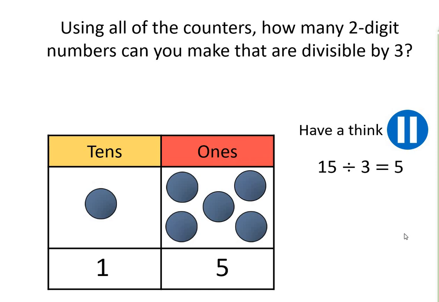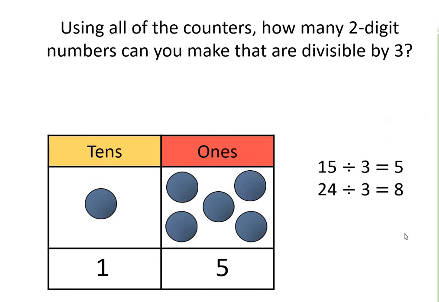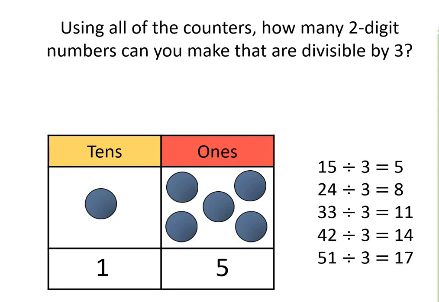How did you get on? Let's have a look. You would have had 24 divided by 3 equals 8, 33 divided by 3 equals 11, 42 divided by 3 equals 14, 51 divided by 3 equals 17, and 60 divided by 3 equals 20. Good work, guys.